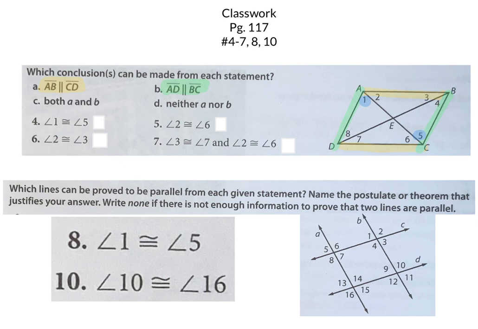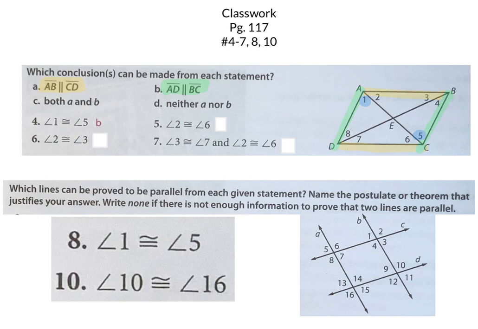Alternate interior. So you have to look at it from a different perspective. This line and this line have a transversal going this way, right? So these are alternate, and they're on the inside of those lines, right? So which lines would be parallel if those two are congruent? These two, right? So for that one, you should have gotten B. It makes it more difficult when they have multiple transversals, by the way.